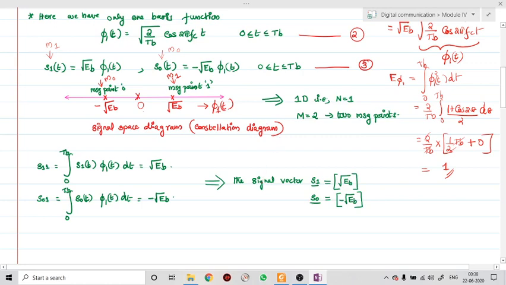So this is just an introduction to binary phase shift keying. In the next classes, we will see the probability of error in this scheme, as well as how to generate a BPSK signal and detect it.